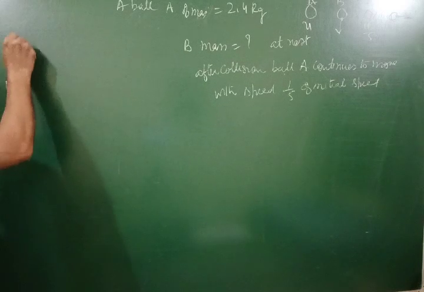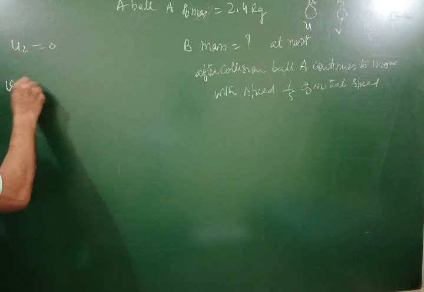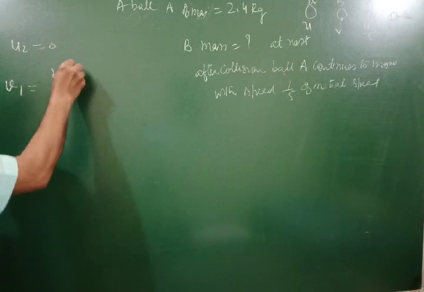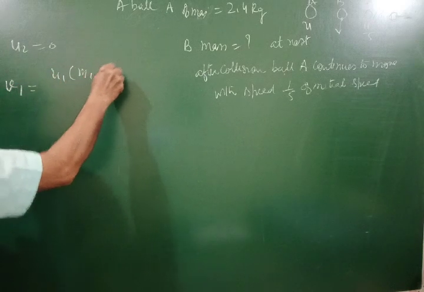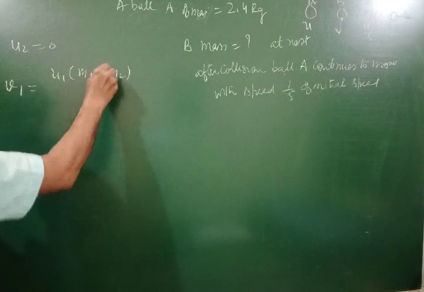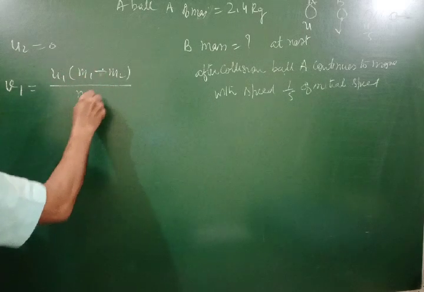You know, when u2 is 0, again v1 is equal to u1 times (m1 minus m2) upon (m1 plus m2).